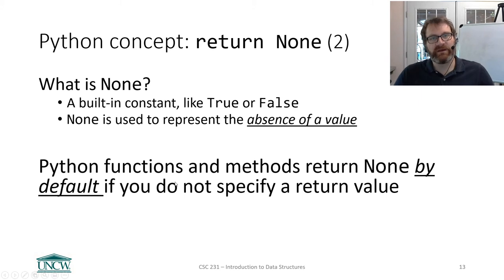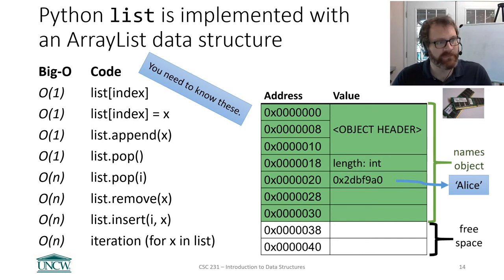So, by default, Python functions and methods return None if you do not specify a return value. Okay, so we are going to leverage that in future assignments, but just start wrapping your head around now what None means. Okay, let's go back.